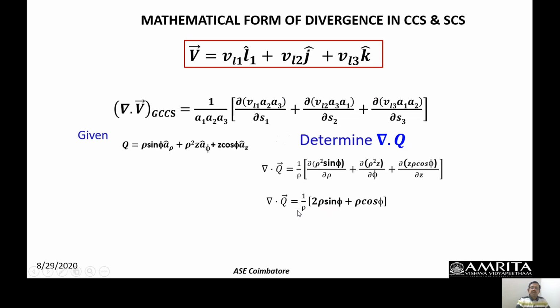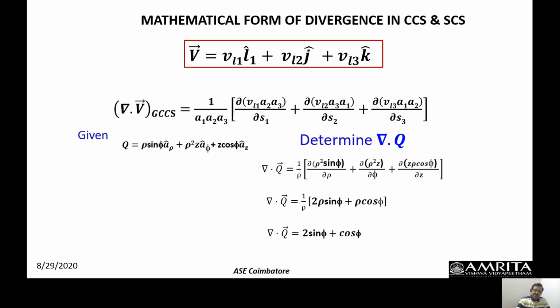So you have del dot q equal to 1 by rho, 2 rho sin phi plus rho cos phi. So I am getting there, and then once I do that, the rho is getting cancelled. You can see 2 sin phi plus cos phi. So at any point in space, say for example, I am given phi to be 90 degree. What is the del dot q at that point? So at that point I want to evaluate.